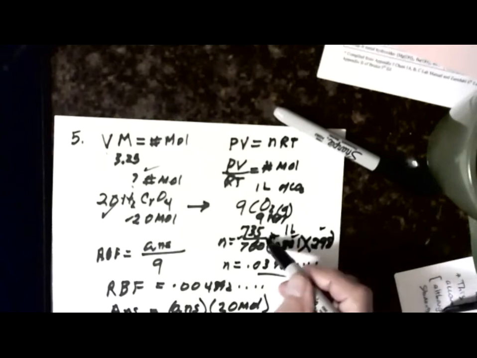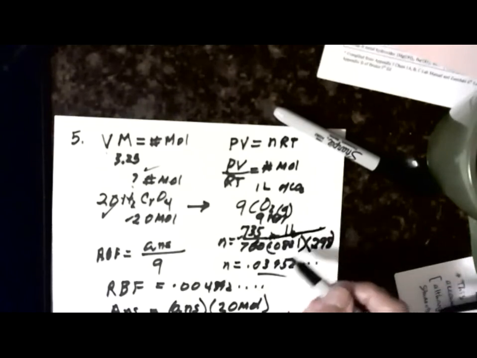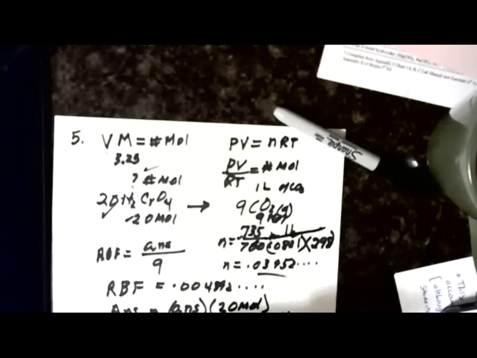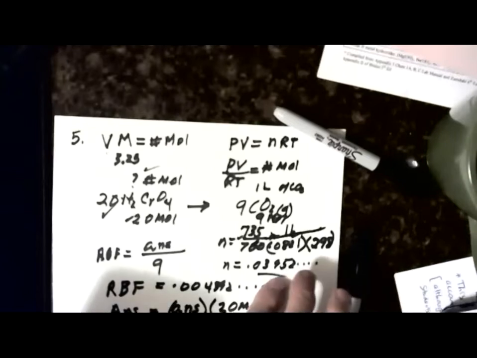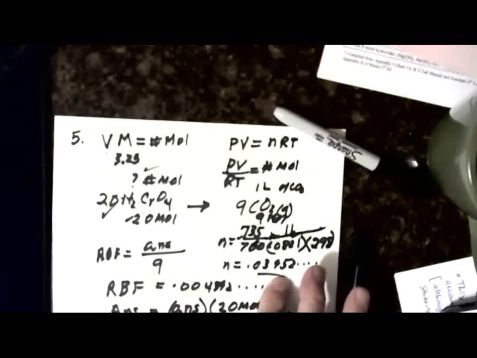Okay. So, and that should be the number. It looks like the setup is right. So I made a math mistake somewhere. Let's just trace them all back. 735 divided by 760. And then divide that by 0.0821 and divide that by 298. And I'm getting 0.03952. I got the same number, didn't I? Okay, that's the number of moles.